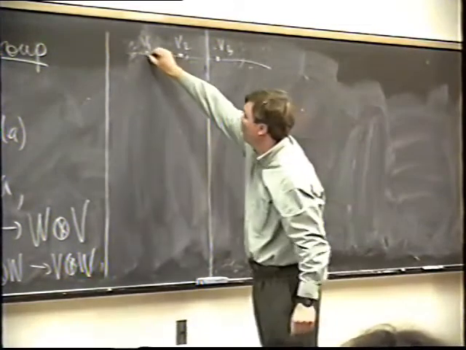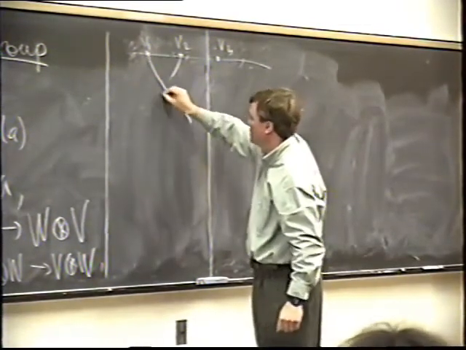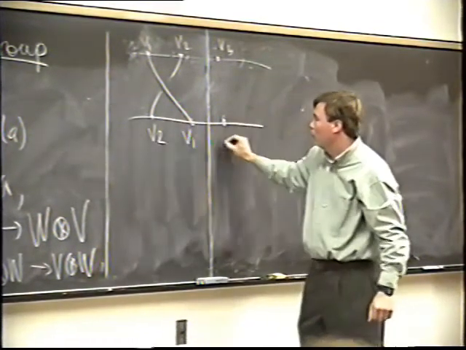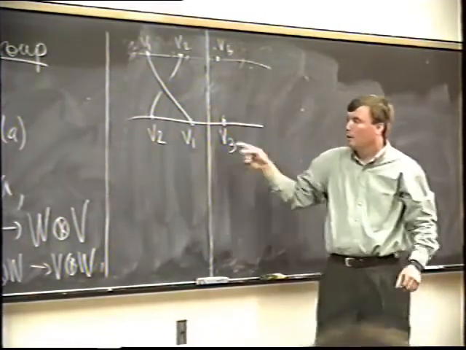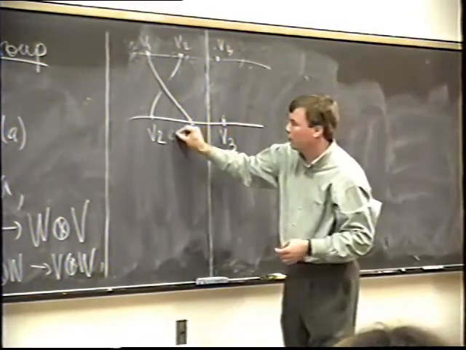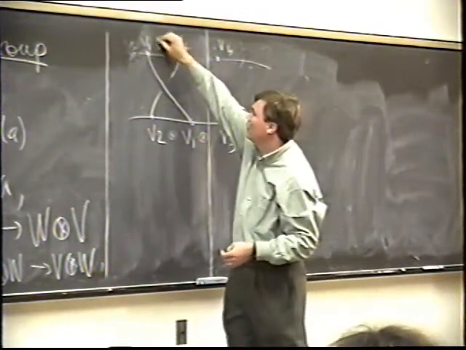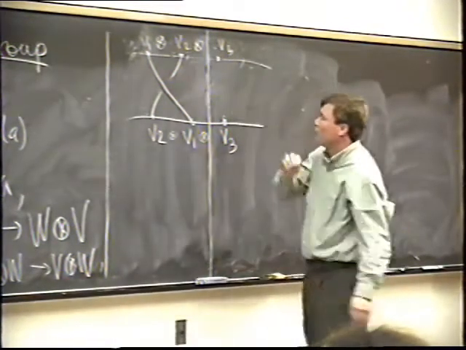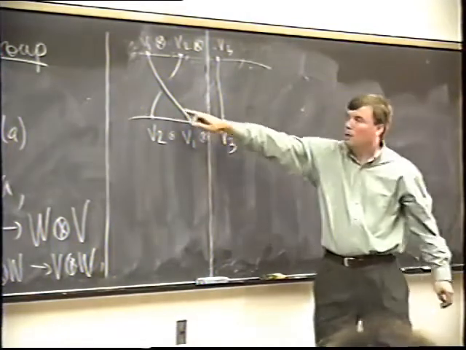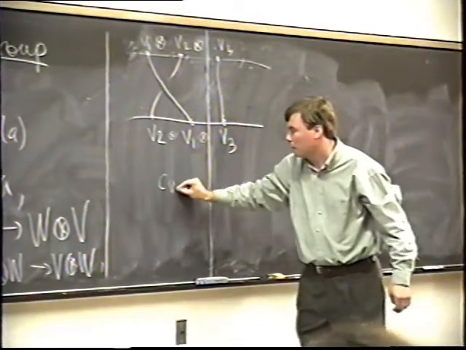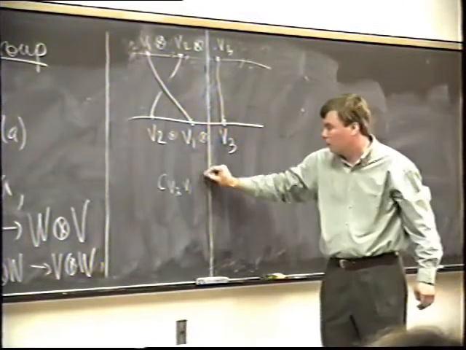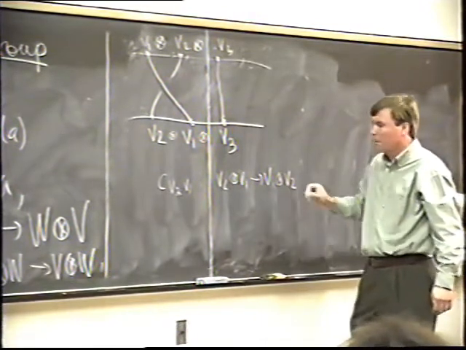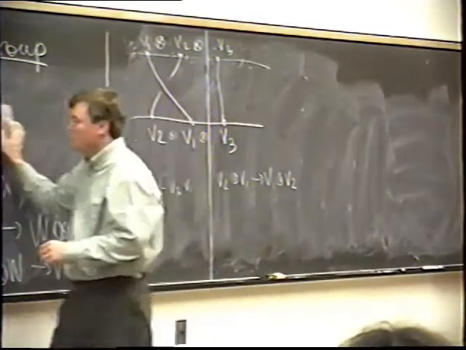And you can think about commutativity morphisms as braids. Say, here you have the representation which is the tensor product V2, V1, V3. Here you have V1, V2, V3. So this would be the picture for the commutativity morphism C V2,V1, which brings V2 tensor V1 to V1 tensor V2.